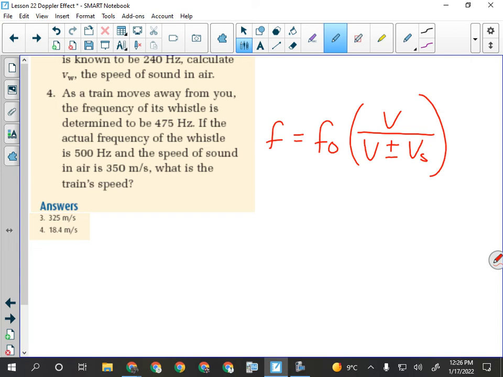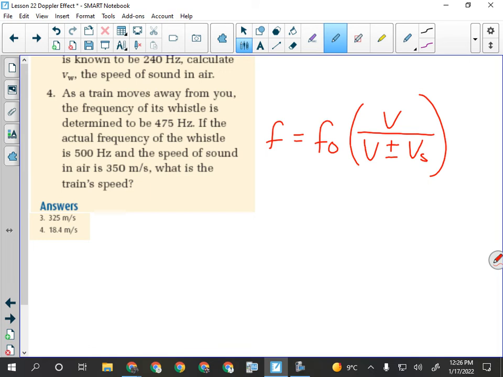Okay, how do we decide plus or minus? Coming towards you or going away from you? Right, if it's coming towards us or if it's going away. If it's coming towards us, then we subtract, okay? Because we want the observed frequency to be higher than the original frequency. That's why we want a smaller number on the bottom, why we subtract on the bottom, okay?